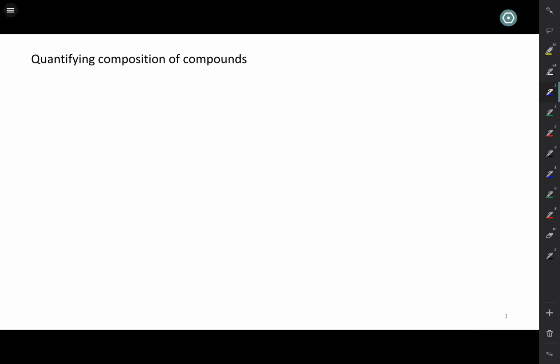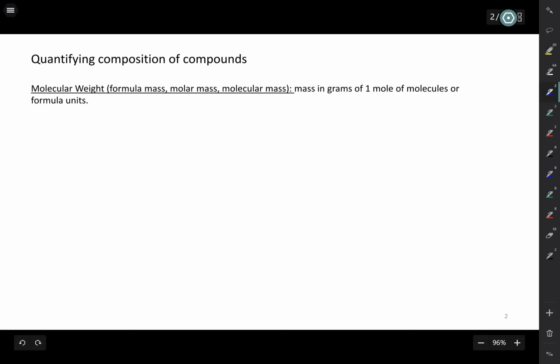In this video, we will explore the composition of compounds. So we'll start this by calculating the mass of 1 mole of a substance, a compound or a molecule. This is called the molecular weight. We can also call this the formula weight, the molar mass, or the molecular mass. We'll use these interchangeably. And again, this is the mass in grams of 1 mole of molecules or compounds or formula units of whatever it is that we're dealing with.